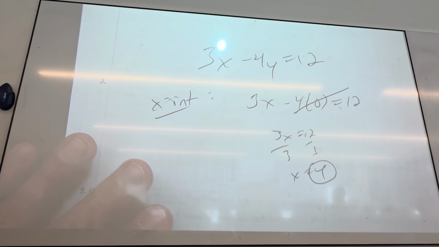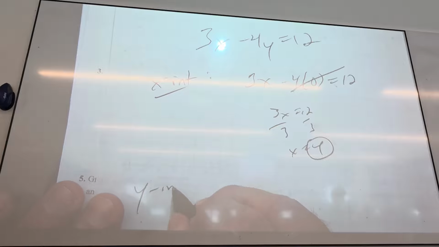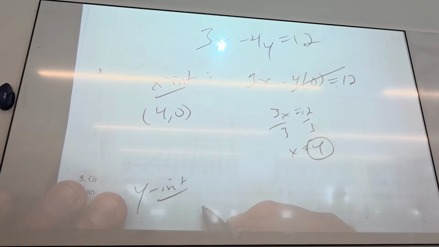That's how we got 4 for the x piece. For the intercept, the y-intercept, so this will be (4, 0). For the y-intercept, I make x 0.